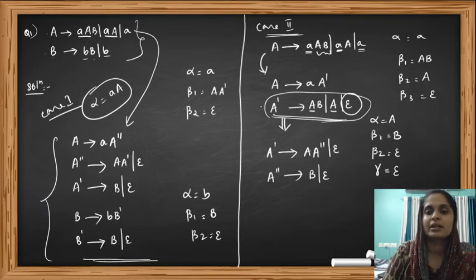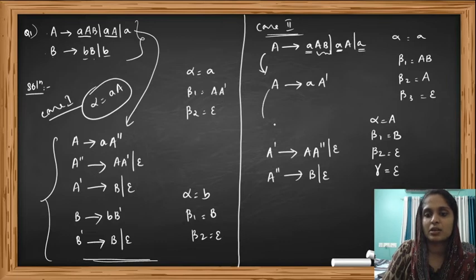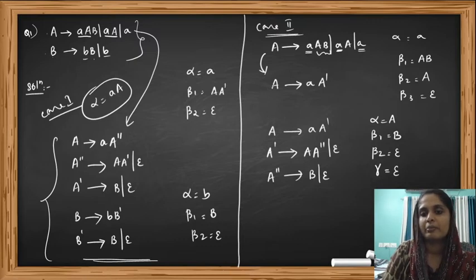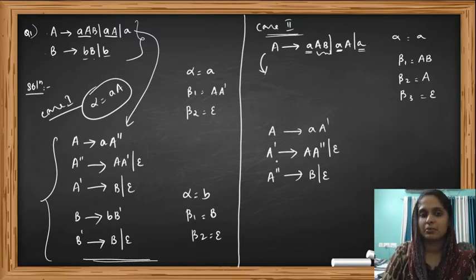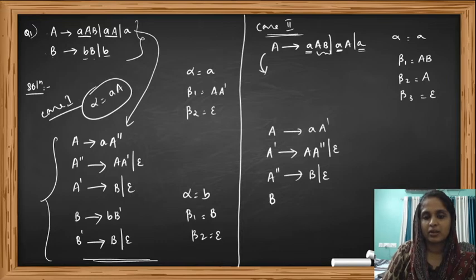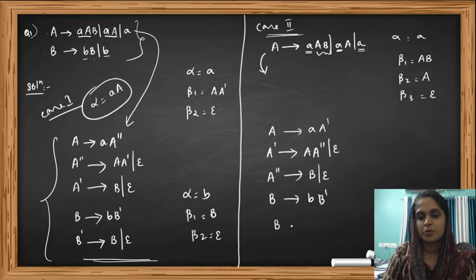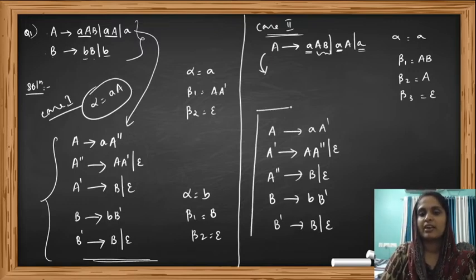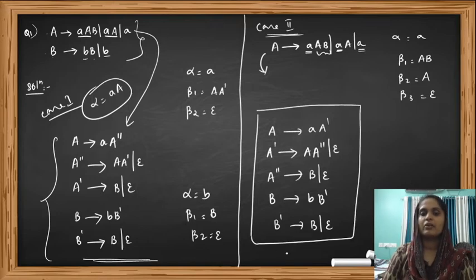So we can just eliminate this production from here, and I'm just writing this production here. A produces A dash. Simply writing it together. Okay. And I will rub it from here. So the A production is completed, and whatever the B production we have already found here, right? So we can just copy it: B produces B dash, and B dash produces B bar epsilon. So this is our final answer. In case 2, this will be our final answer.